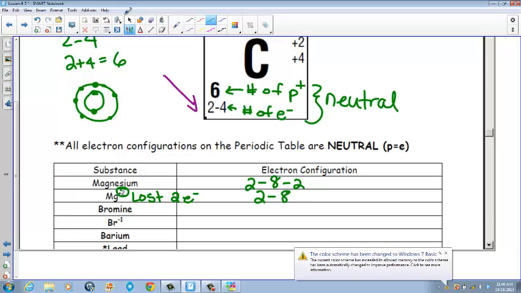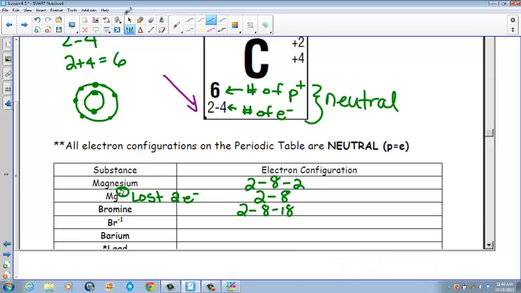Bromine. Bromine is 2, 8, 18, and 7. So there's 4 energy levels, 1, 2, 3, 4. 2 in the first, 8 in the second, 18 in the third, and 7 in the fourth. The bromine ion, now it's negative, so this means it's gained 1 electron. Therefore, the electron that is gained is going to go into the outermost energy level, not the first. So we're going to have 2, 8, 18, 8. That's the extra electron in there.